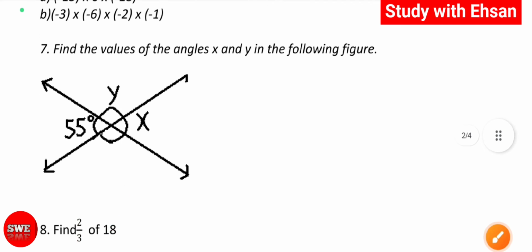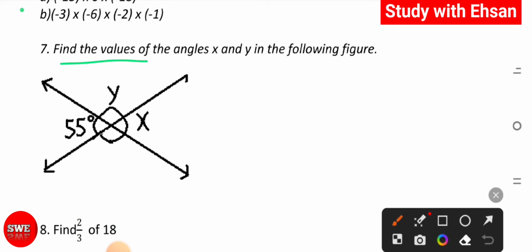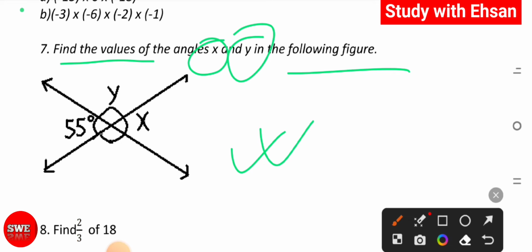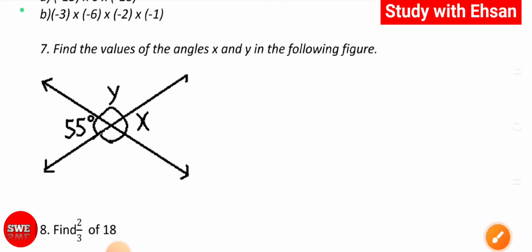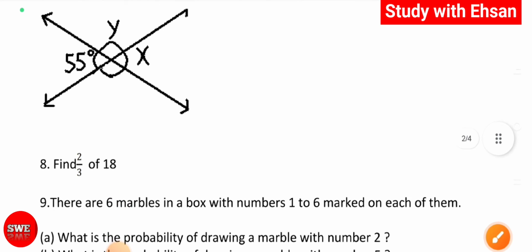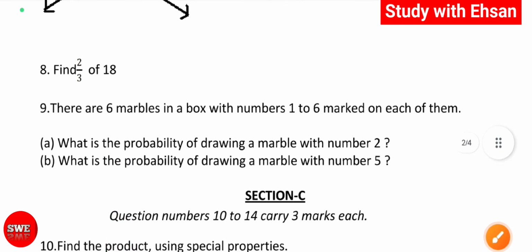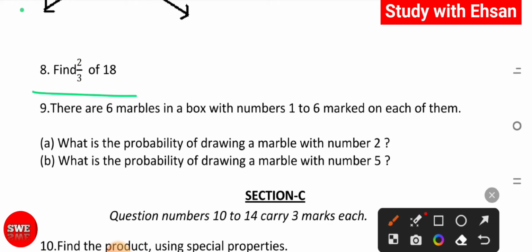Question number 7 is before you. This is also of 2 marks. Find the values of the angles x and y in the following figure. Yes, a figure is given. You can see 2 straight lines are there, and 3 angles are shown, 55, y and x. This angle is given 55, and you need to find the value of x and y. Then apply the concept or the knowledge you have. Then solve this question.